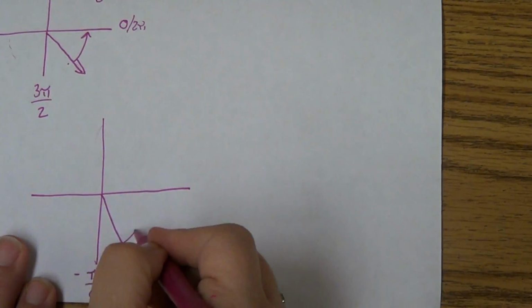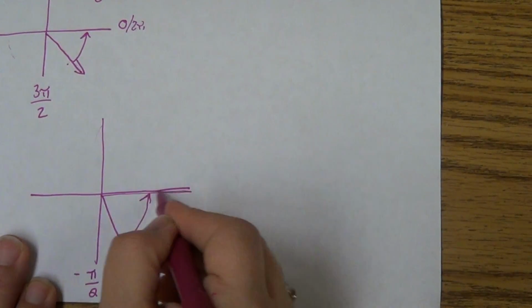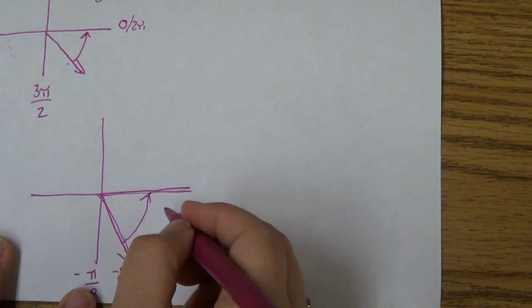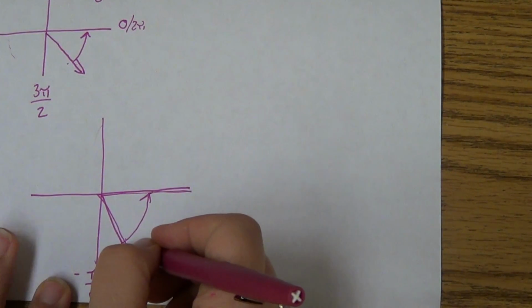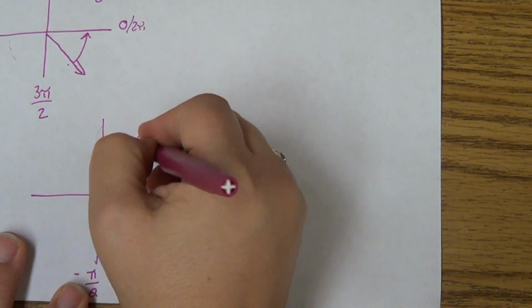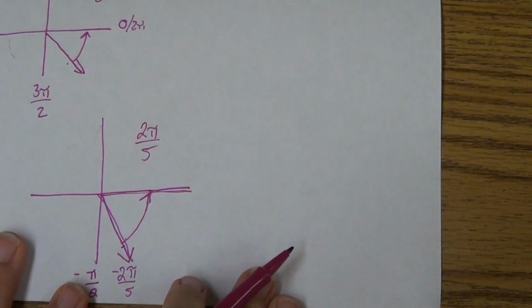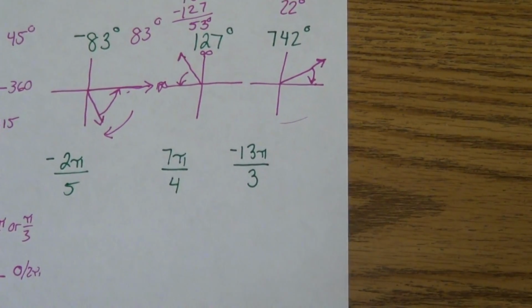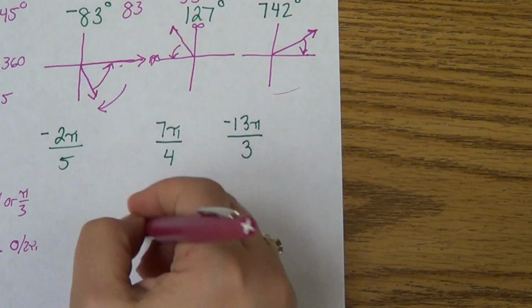So quicker to go this way. This is the acute angle right here. That's an obtuse angle. So how far is it from here to here? Well, we just came down 2 pi over 5. So if we want to go back the same way, it's just 2 pi over 5 is your reference angle.